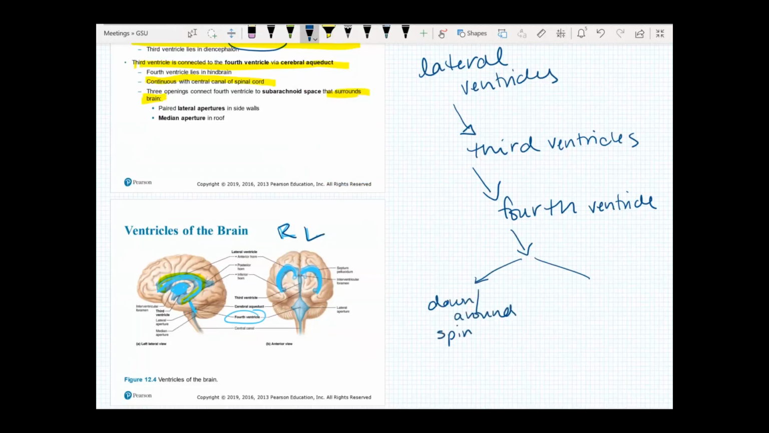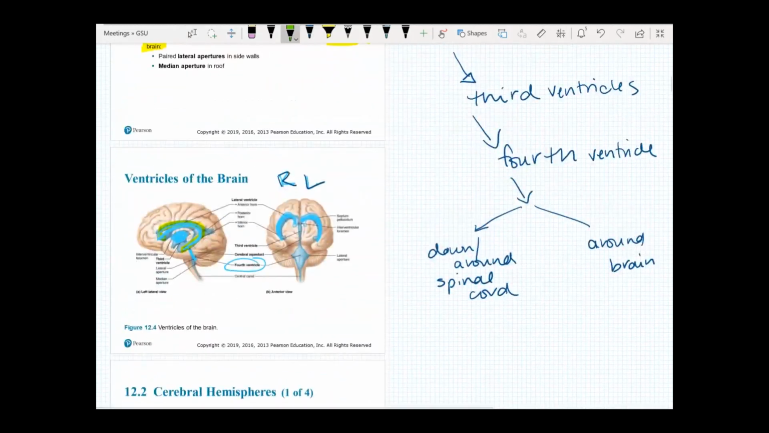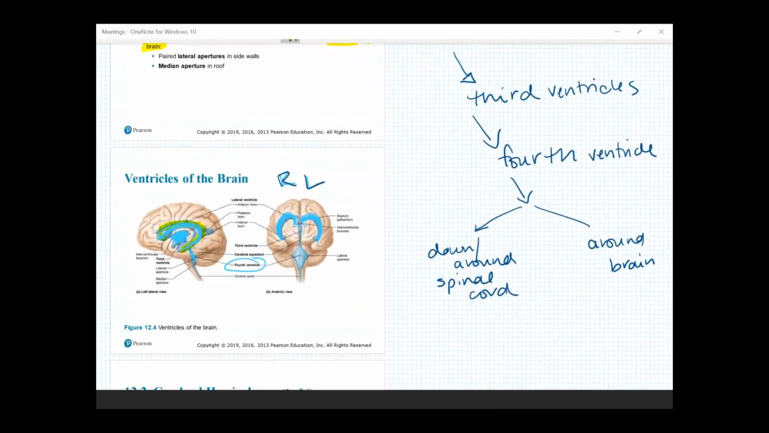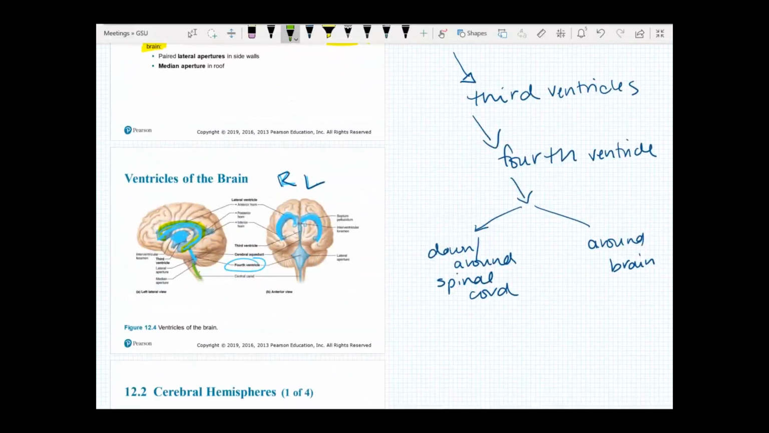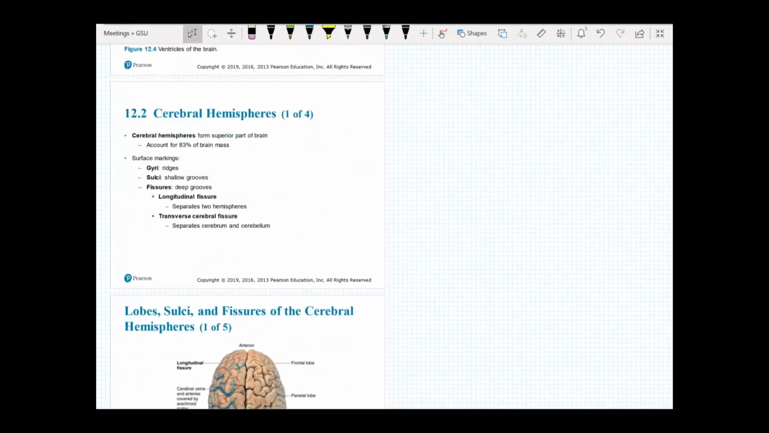And then the next part it will go would be around the actual brain itself. So it'll cycle back around the brain. An example of that is it'll come down through here, and it'll either keep going down or it will come and circle back around the brain.